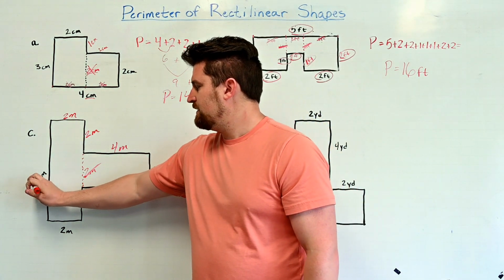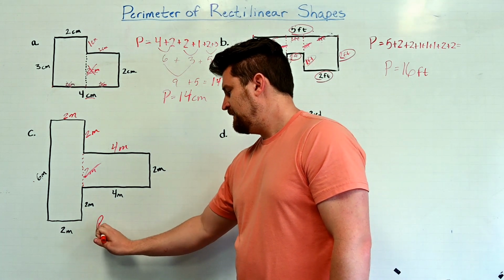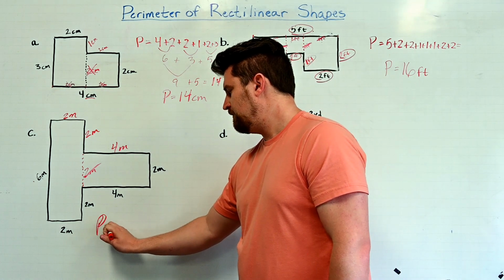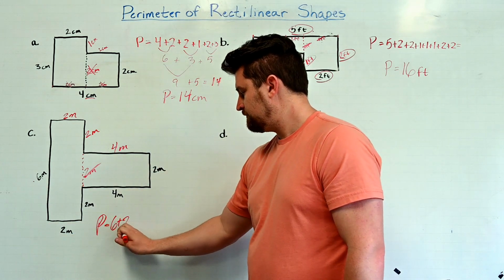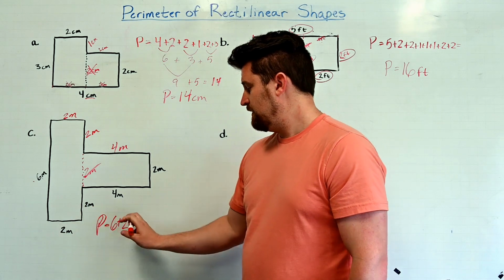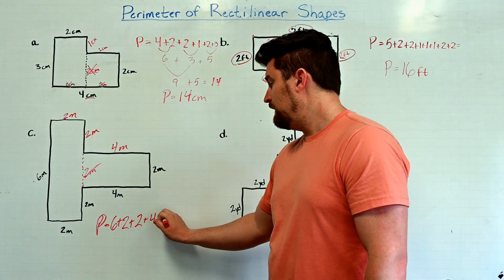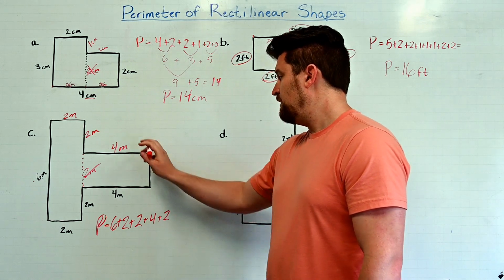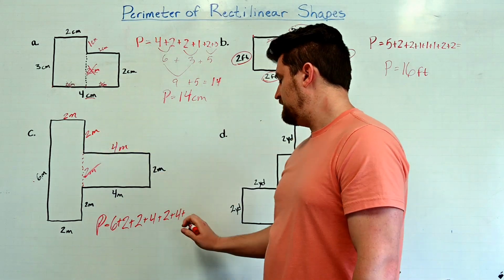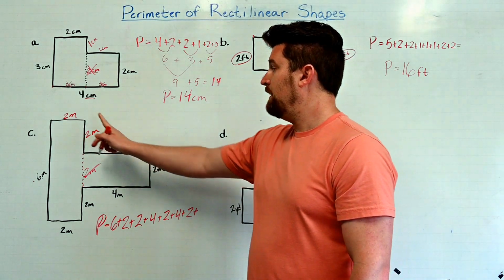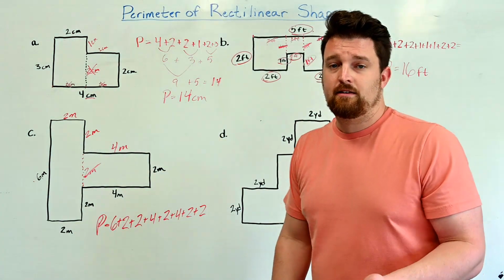Let's start with 6. I'm going to put my dot at 6, and I'm going to start there. So let's say P equals 6 plus 2 plus 2 more meters plus 4 plus 2 plus 4 plus this 2 plus this 2, and now I'm back to where I started at 6.